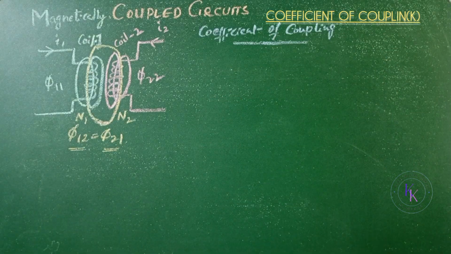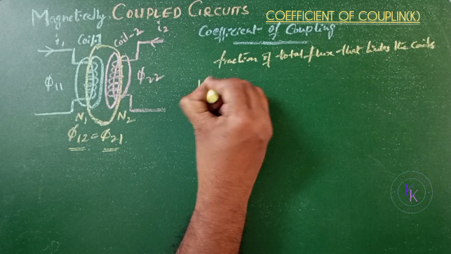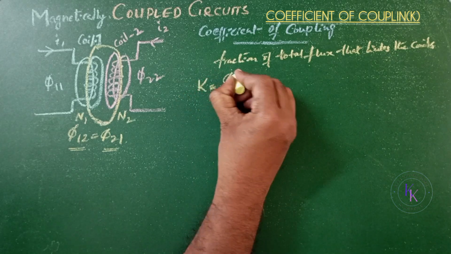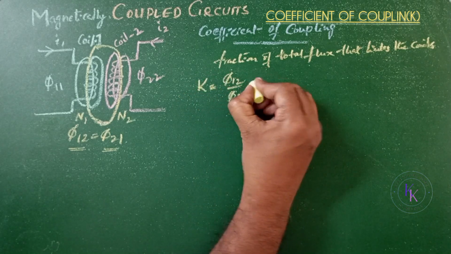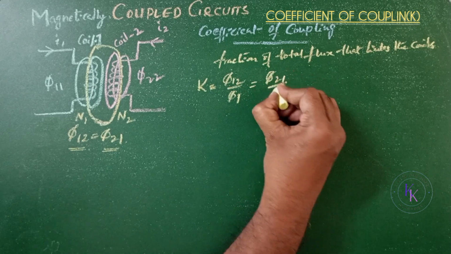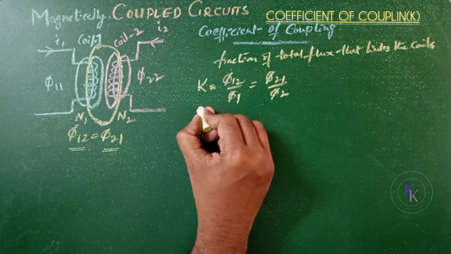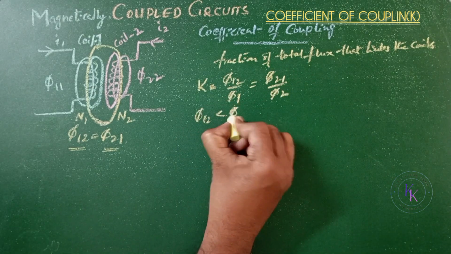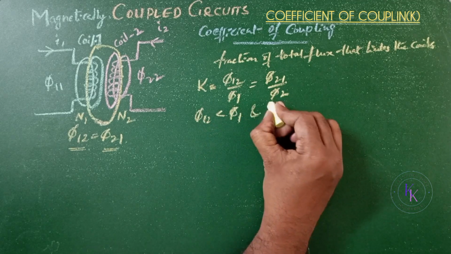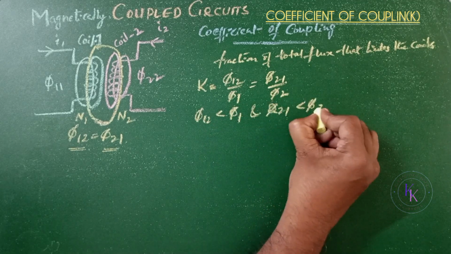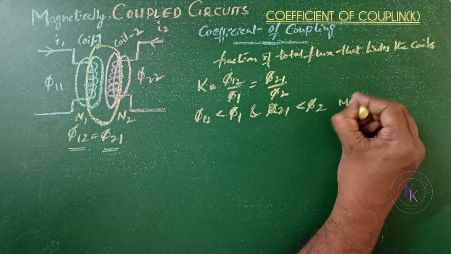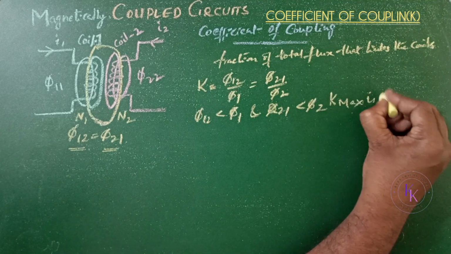Coefficient of coupling is defined as the fraction of total flux that links the coils, and it is denoted by the letter K, equal to phi 12 by phi 1, which equals phi 21 by phi 2. Since phi 12 is less than phi 1 and phi 21 is less than phi 2, hence the maximum value of K is unity.